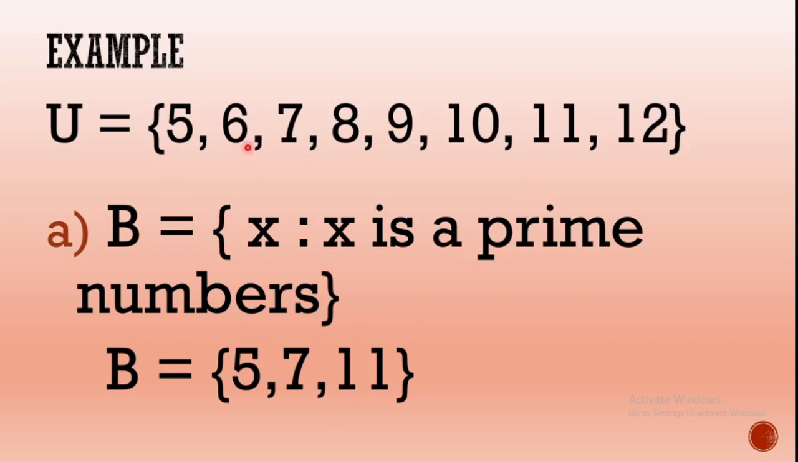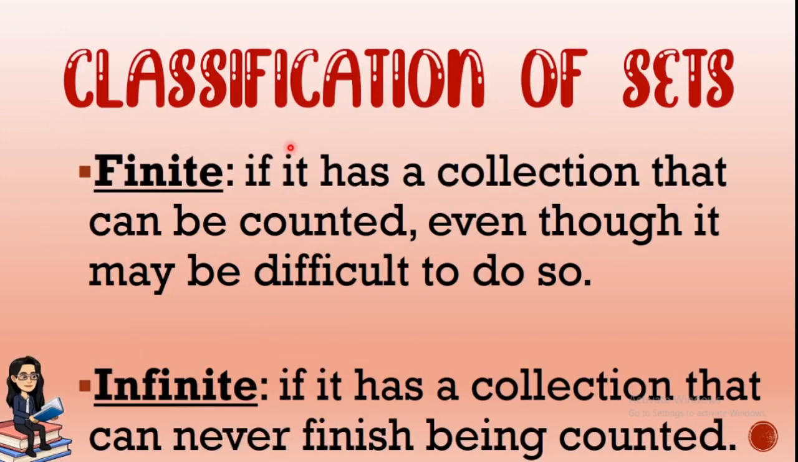Kasi yung 6, we have 2 times 3, we have 1 times 6. So that is more than one factor. So that is a composite. Okay? Pero si 7, hindi na natin siya pwedeng i-multiply sa any number maliban kay 1. Okay? So let's proceed. The classification of sets.